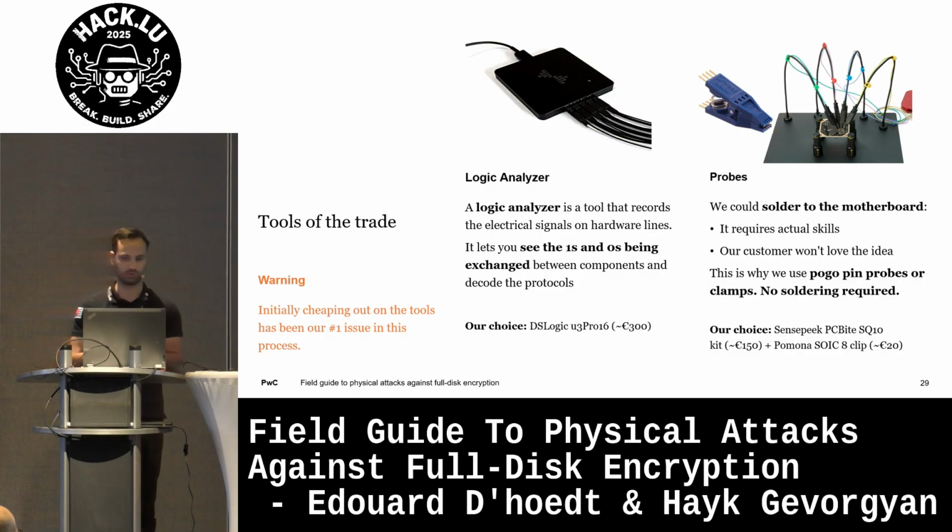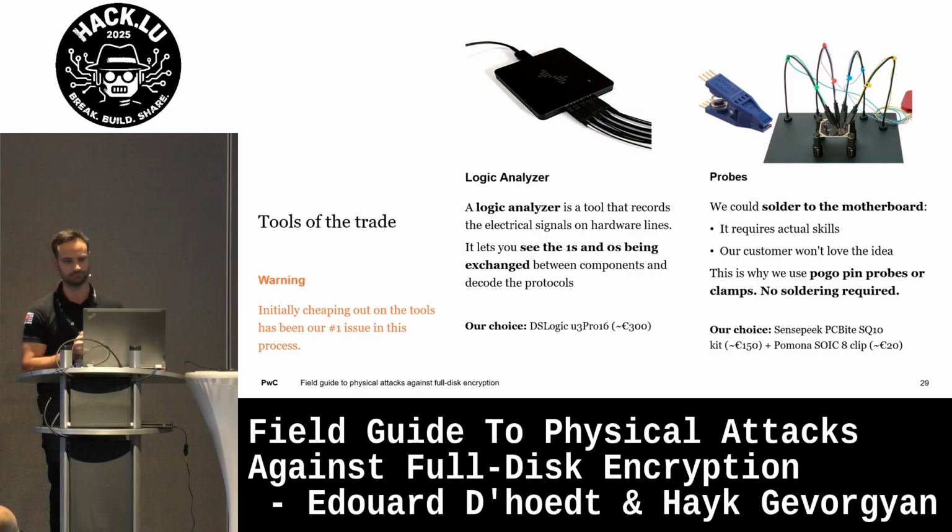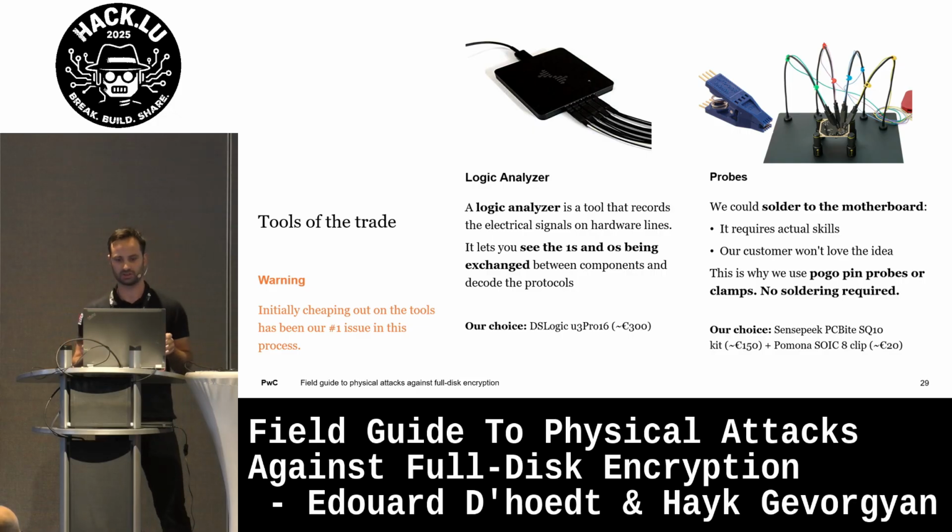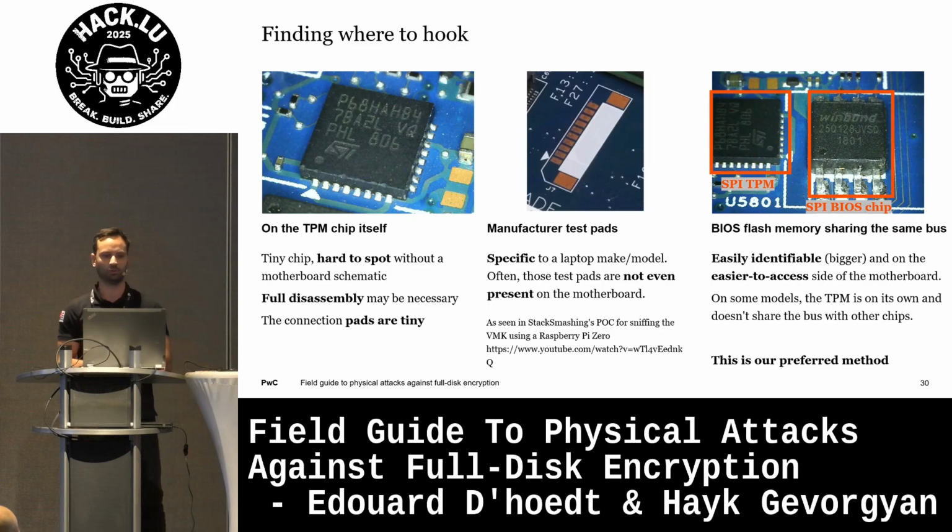So what do we use? A standard logic analyzer, we have one here, it's around 300 euros. We go for DSLogic, you can go for Saleae or other logic analyzers, and we need probes. There are standard probes for standard packages, but sometimes it's not that standard, and you need to probe on specific points of the motherboard. The idea here is to use PCBite probes that you put at specific points you have to find. So how do we find where to hook?